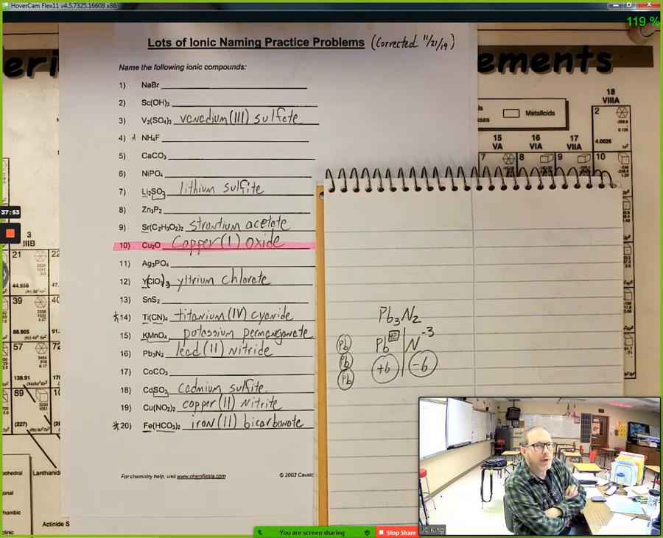I think we're going to go ahead and end this now, and tomorrow we're going to take a look into covalent, because covalent is a lot easier to figure out. I think you guys are going to get it like that.